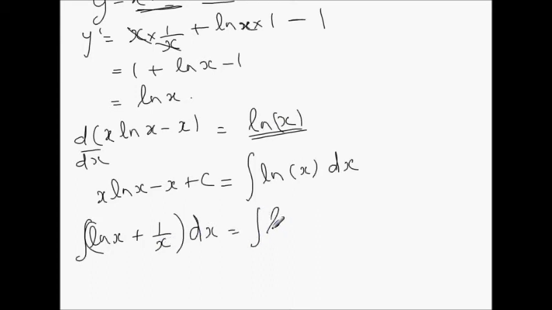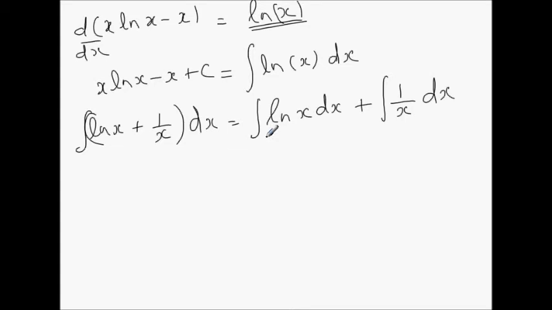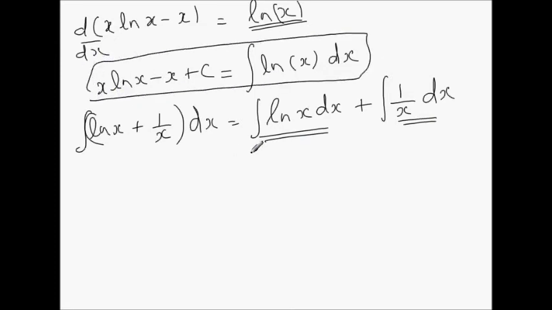What's happening here? It is integral ln x dx plus integral 1 over x dx. You can split the integration. One part of the integration needs your previous answer. The second part is a direct question. So from the previous answer, which is here, you can say that integral ln x dx is x ln x minus x, and then for 1 over x we know already that it's ln x plus c.